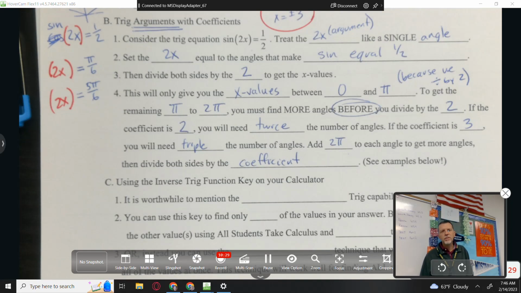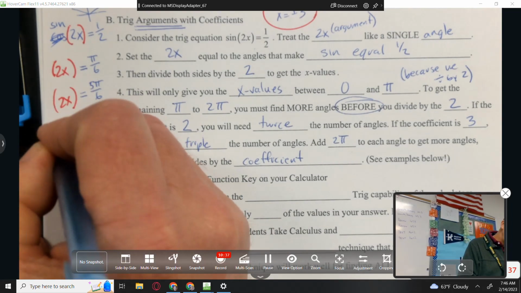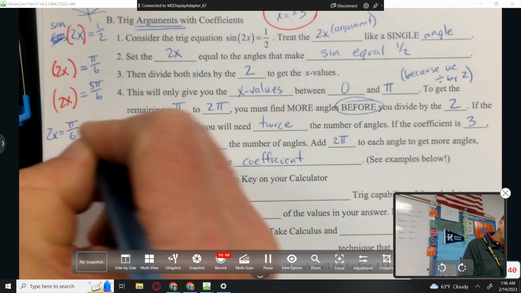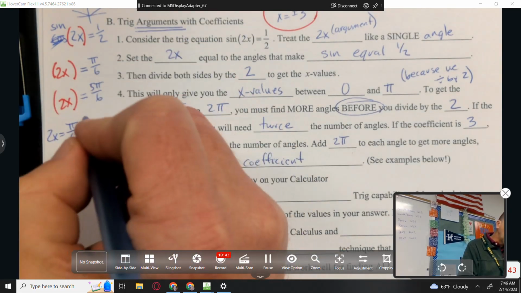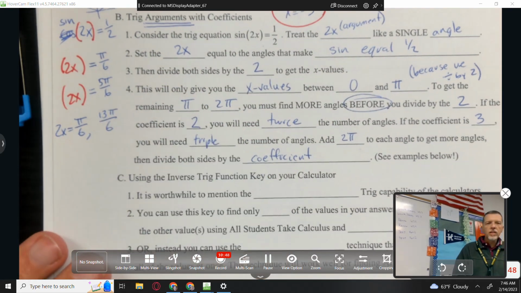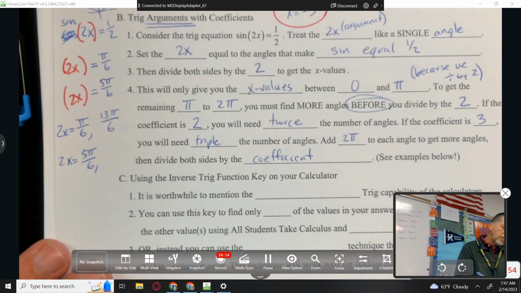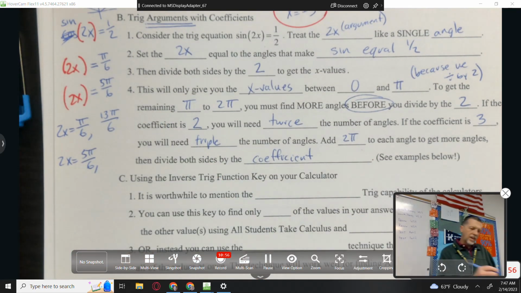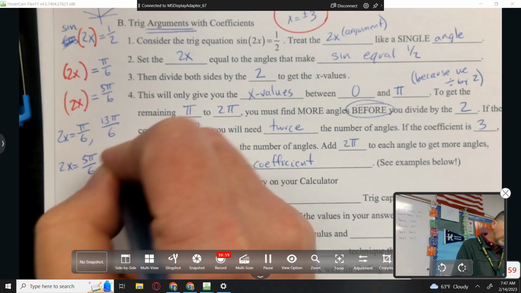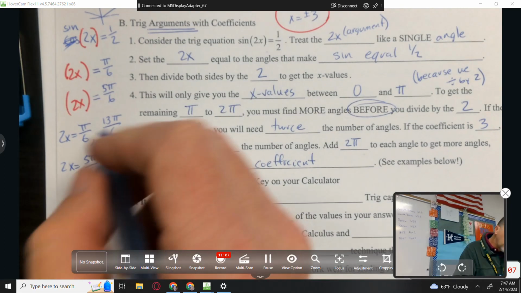Okay, again, a lot of words, probably easier to just watch one being done. So 2x equals pi over 6, but that's only one of the answers. Let's make it pi over 6, and if I added 2 pi to that, that would get me 13 pi over 6. And 2x equals 5 pi over 6, and if I added 2 pi to that, that would get me 17 pi over 6. And then I can divide everybody by 2. Or, probably easier to say, multiply by a half.